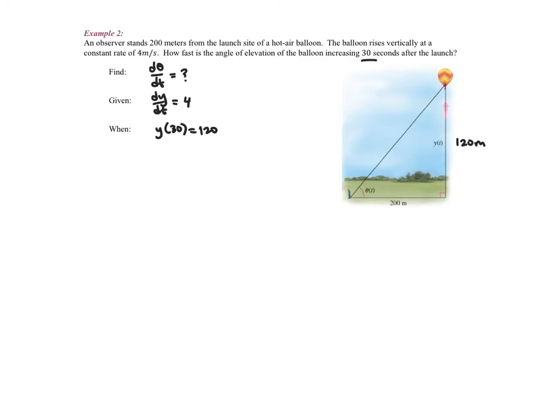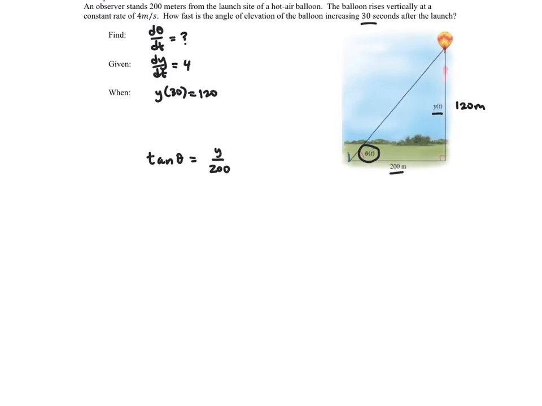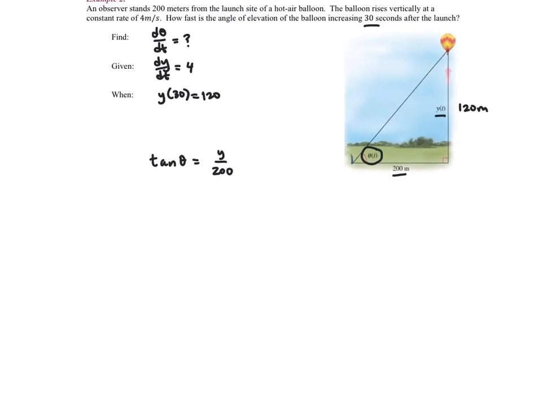Okay, so let's bring these variables together. So in the previous example, we could combine area and radius using the equation of a circle. How would I combine this? How do I connect theta with y and 200? Well, the tangent of theta is equal to y of t over 200. Okay, so now we've related those two values.